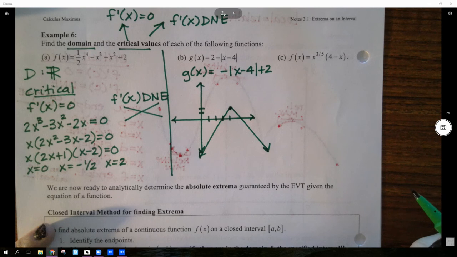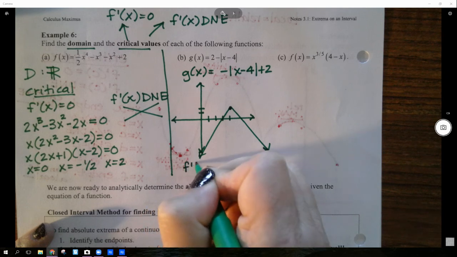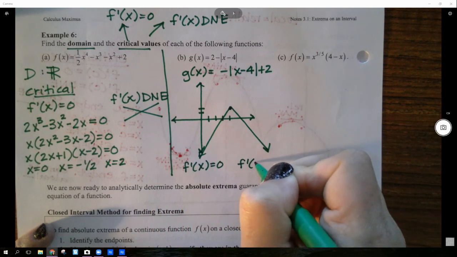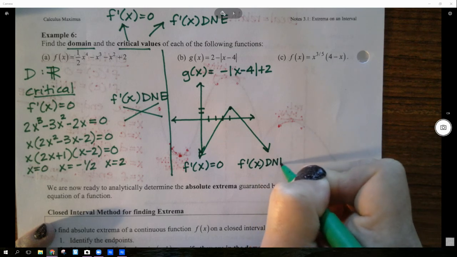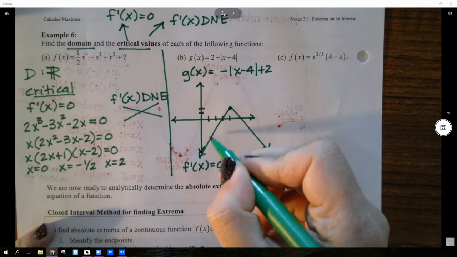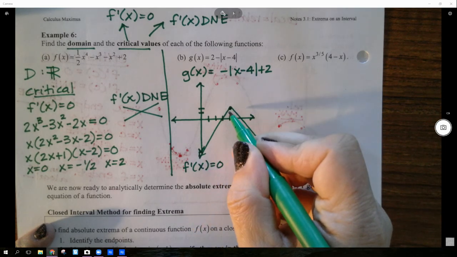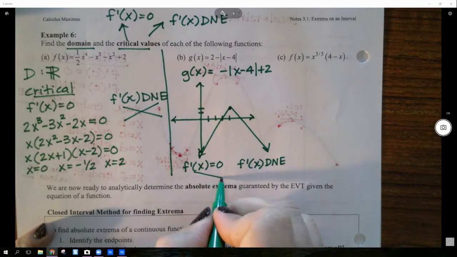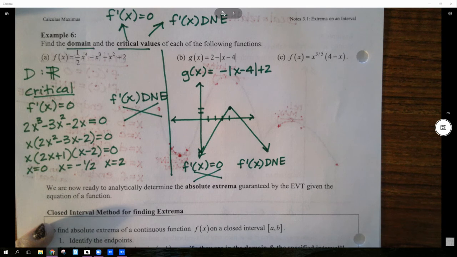And so the critical points are going to be where the derivative equals 0 and where it doesn't exist. So the derivative does not equal 0 anywhere on this graph. This is a positive slope, so that's going to be a positive derivative. This is a negative derivative. We don't have a spot where it, I'm sorry, where it equals 0.